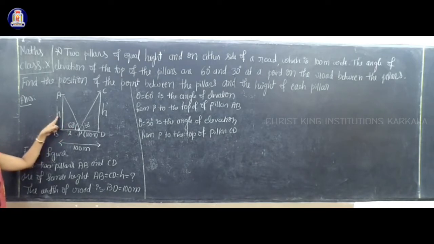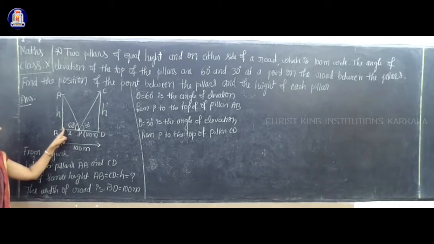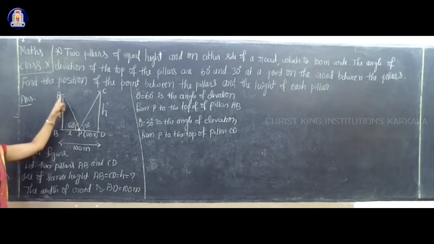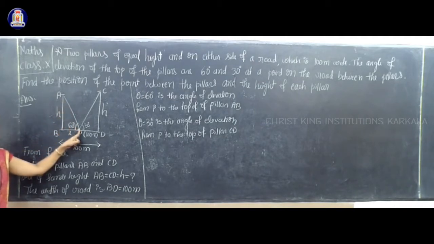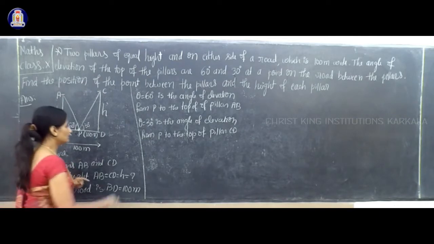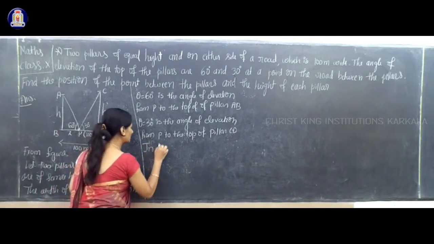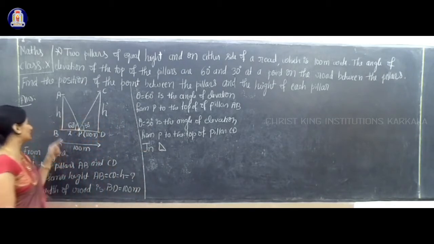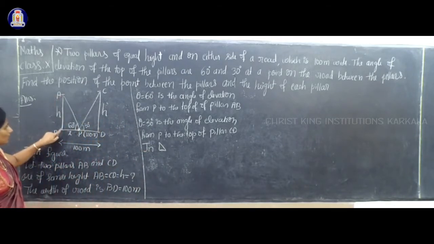For the 60 degree, this is the opposite side, this is the adjacent side, and this is the hypotenuse, because this is 90 degree. The hypotenuse is not mentioned; it is given the opposite side and adjacent side. So which trigonometric ratio can you use? That is tan. We write in the right angle triangle ABP, with respect to this 60 degree.